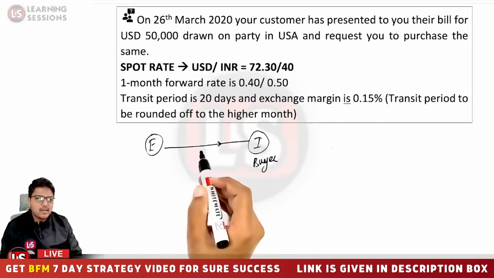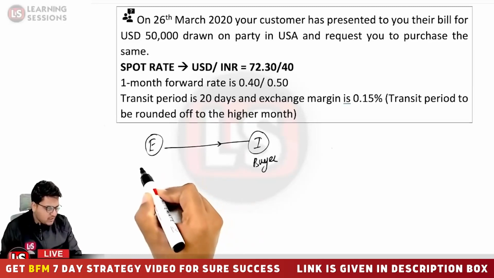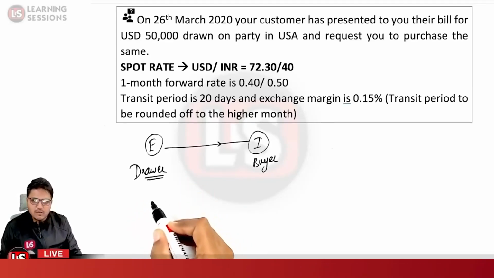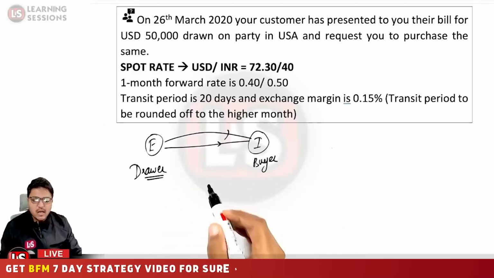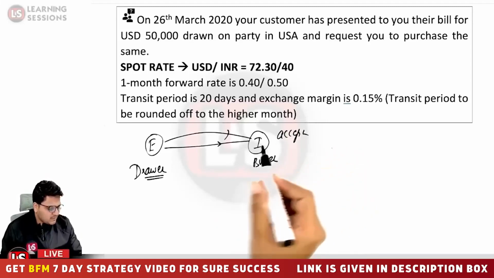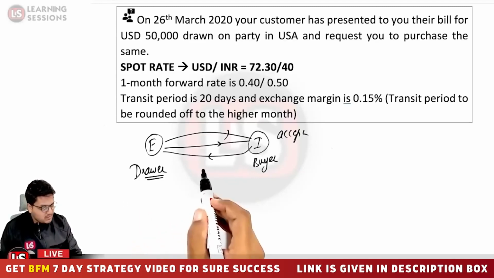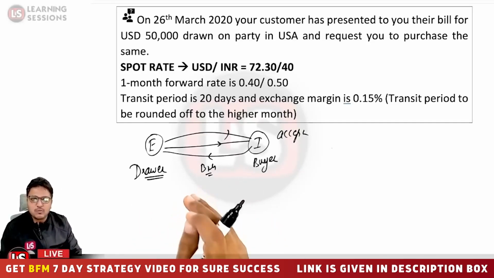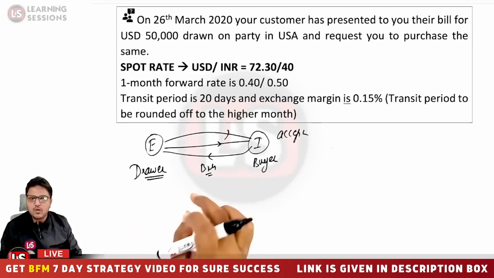Now what will the exporter do? The exporter will be drawing a bill. So the exporter will be the drawer of the bill, and the exporter will be drawing a bill on person I. Person I has to accept that bill. And further, after acceptance, this bill will be given back to person E. That is said to be the export bill.